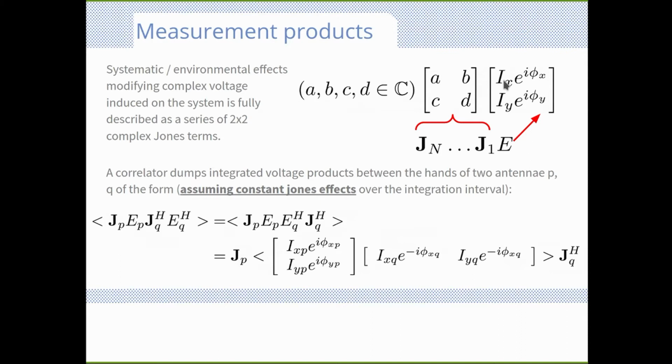Now, as we mentioned yesterday, the correlator will dump its integrated voltage, which we then square to get the power out, between the hands of an antenna P and an antenna Q, so two different antennas, in this form, right? So we'll have a Jones matrix, P, that affects the electric vector from antenna P. Then we have a Jones matrix from antenna Q, which is complex conjugated, and that affects the electric vector from that antenna Q. Now, if we do the maths here, we can rearrange these terms to put them into what we call this onion form, right? Where all the Jones terms affecting P are on the left-hand side, all the Jones terms affecting Q are on the right-hand side.